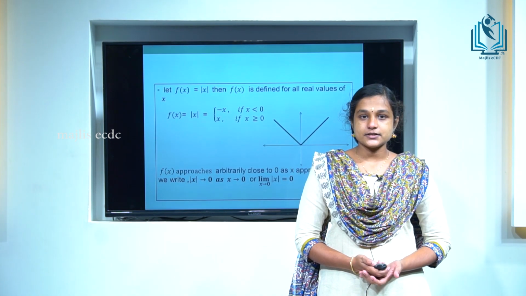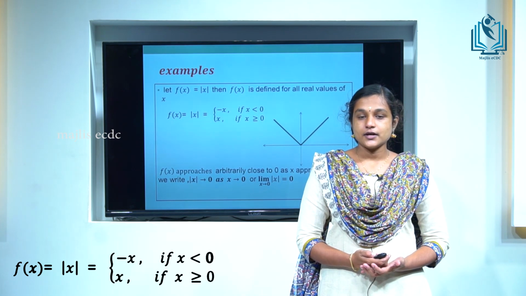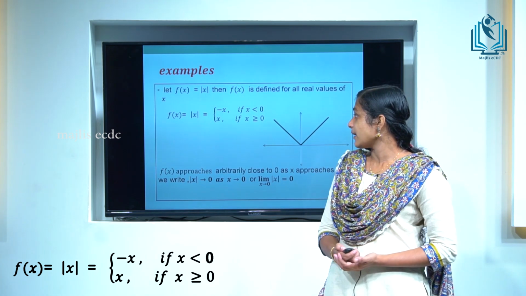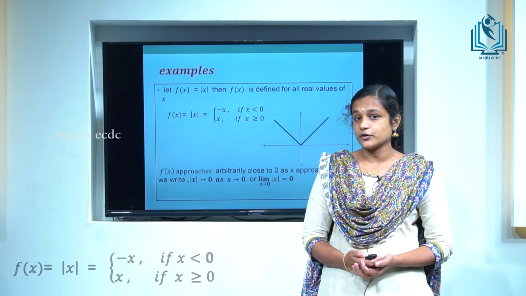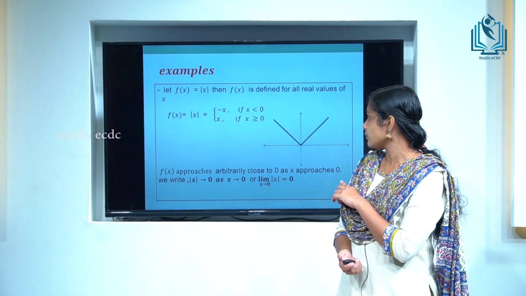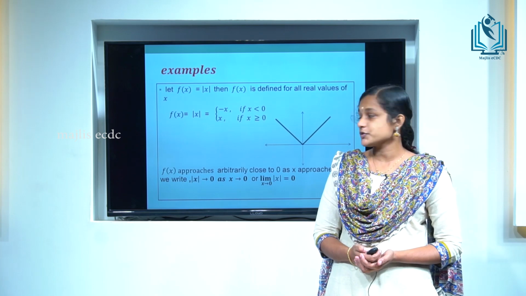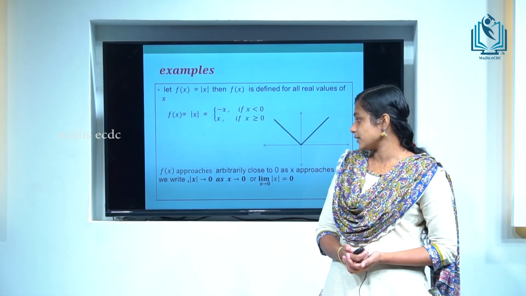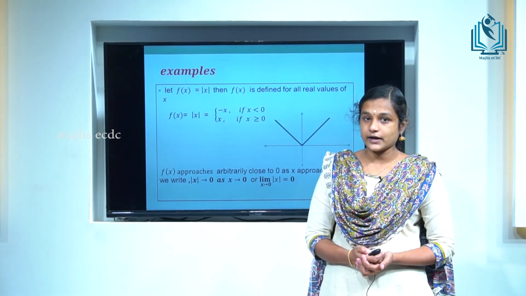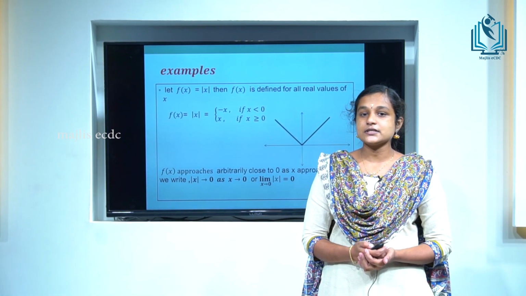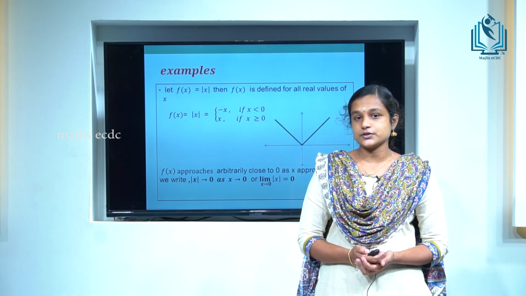Then we will discuss the examples. First one, f of x equal to mod x. Mod x is defined as minus x if x less than 0, and x if x greater than or equal to 0. The graph of the function mod x is given. f of x approaches arbitrarily close to 0 as x approaches 0. That means as x approaches 0, the function modulus of x approaches 0. That means the limit of f of x is 0 as x approaches 0.